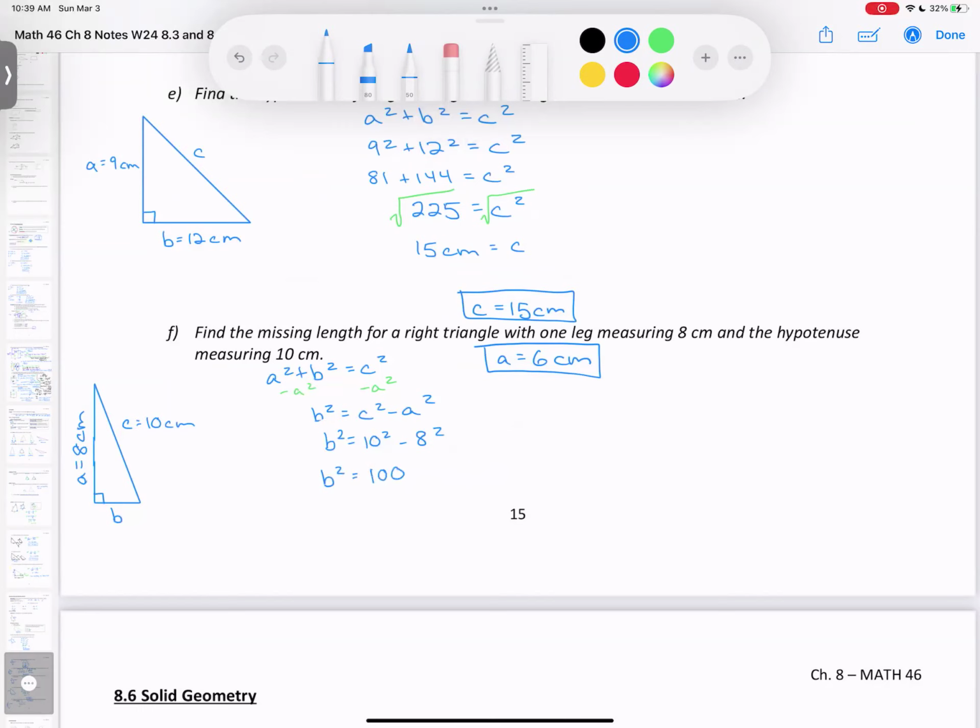Okay, so B squared then is 100. 10 squared is 100 minus 8 squared is 64. And so what does that give us? 36. So we get 36 here. Last step, don't forget, we want to square root both sides because we want to know what plain B equals. So B is 6 and we're dealing in centimeters.